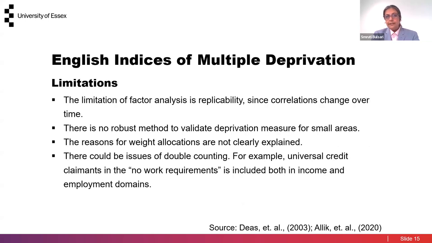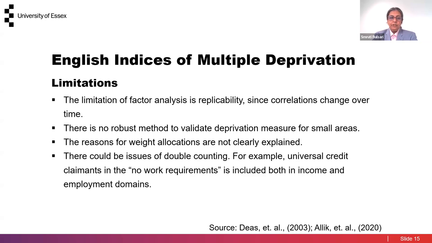However, just like any other measure for anything, including deprivation or poverty, even the indices of multiple deprivation have some limitations. Factor analysis, which is used to identify the single most important factor, also suffers from the limitation of replicability. Factor analysis is based on correlation, and correlations change over time, and therefore it has the issue of replicability over time.